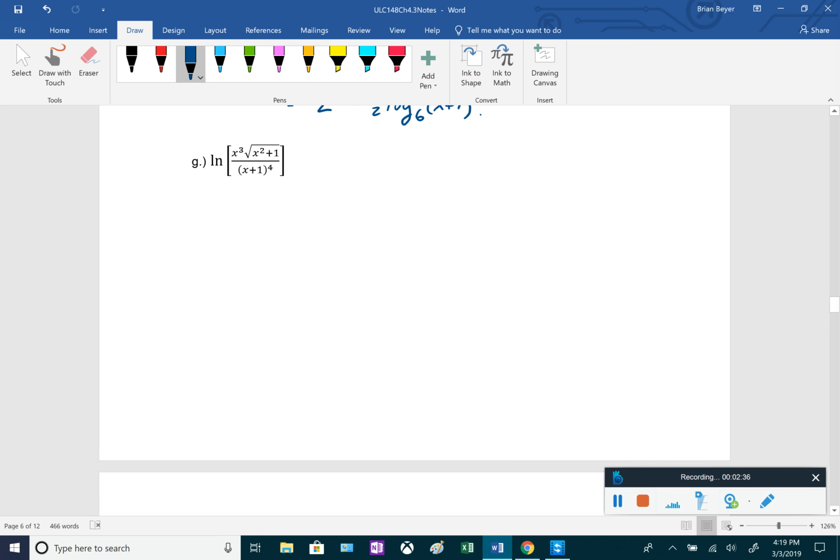Okay, let's make them a little bit harder. ln of x cubed times square root x squared plus 1 over x plus 1 to the 4th. So we have three kind of main factors here. We have the x factor, x squared plus 1 factor, and x plus 1 factor. So we're going to have 3 different ln's. So it's going to be the product rule and the quotient rule.